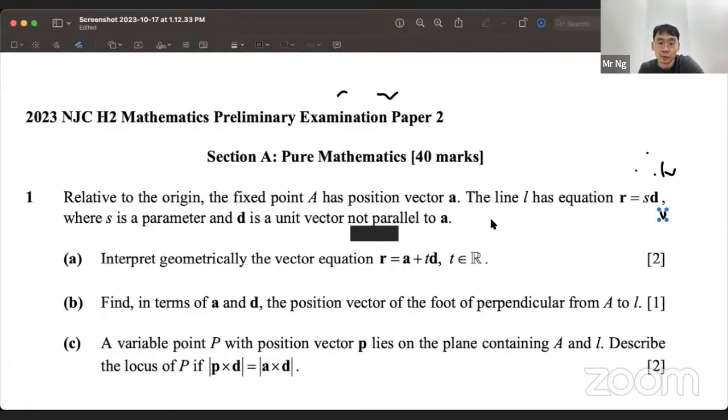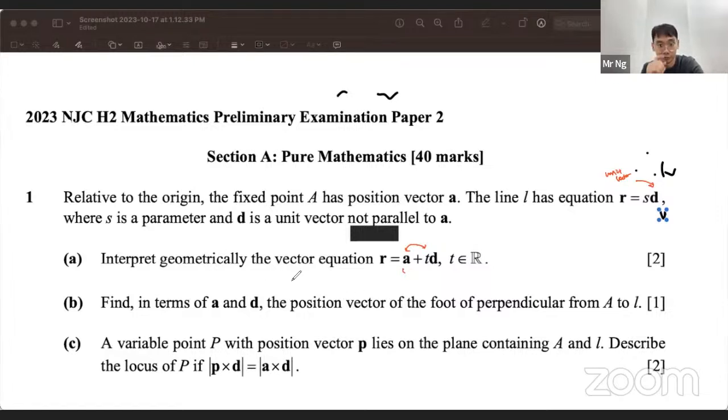Okay, so the line has an equation. So this thing is a unit vector. And after that, it is not parallel to A. Because this and this are not parallel. If it's parallel, then this will just be another KT, then everything will just be TD.